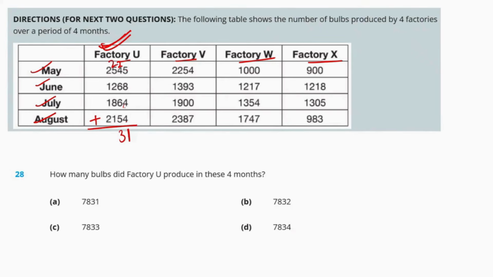Now 2 again will be carried here. So 8 plus 1 is 9. 9 plus 2 is 11. 11 plus 5 is 16. And 16 plus 2 is 18. And finally, for the last time, 1 plus 2 is 3. 3 plus 1 is 4. 4 plus 1 is 5. And 5 plus 2 is what? 5 plus 2 is 7. So the total here is 7,831. That is option A.